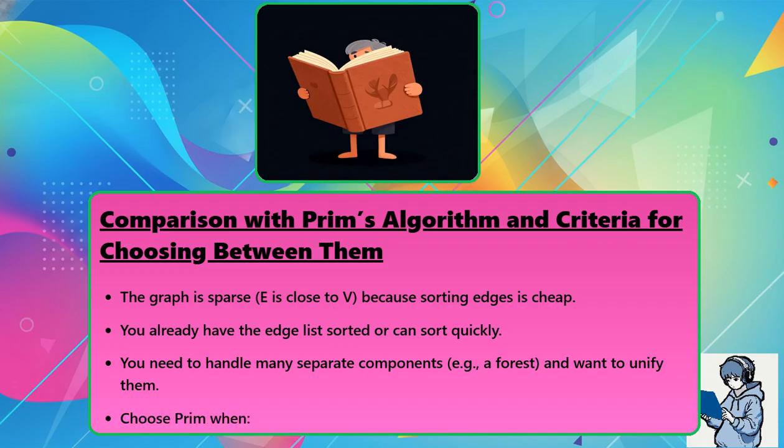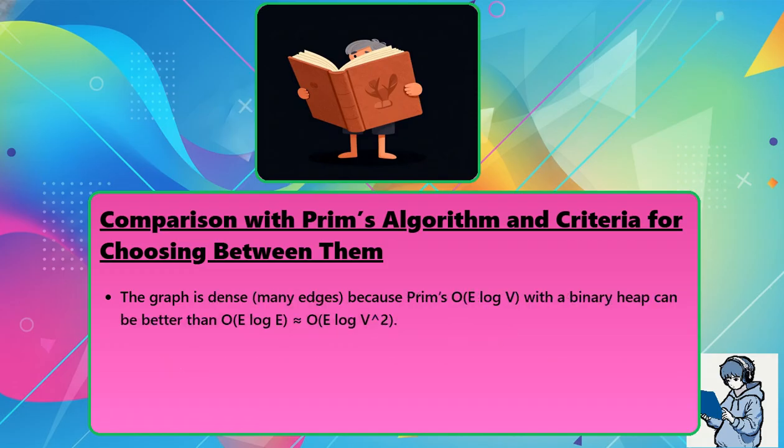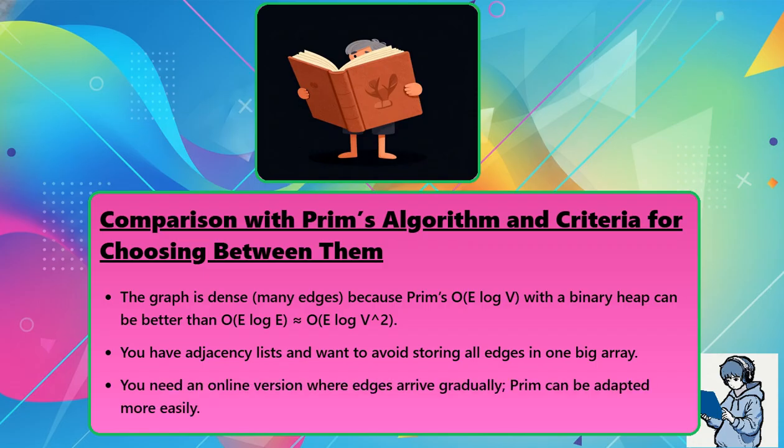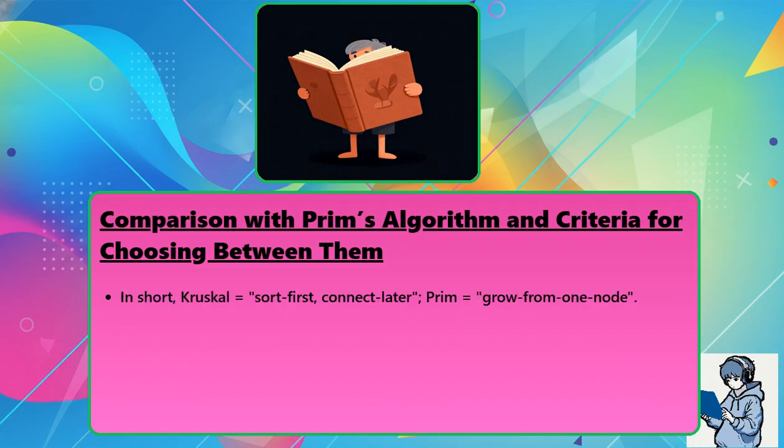Choose Prim when the graph is dense, many edges, because Prim's O of E log V with a binary heap can be better than O of E log E, approximately O of E log V squared. You have adjacency lists and want to avoid storing all edges in one big array. You need an online version where edges arrive gradually. Prim can be adapted more easily. In short, Kruskal equals sort first, connect later. Prim equals grow from one node.